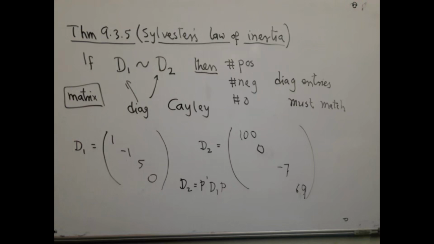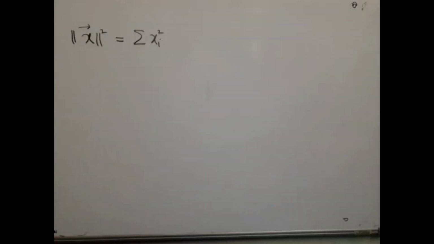Now the second comment that I want to make is this fact, this invariance of the number of positive entries, number of negative entries, that has an interesting interpretation. So I will give that interpretation first and go to the proof later. When we define the norm of an n-dimensional vector, we use this formula. So I am using just what is called the Euclidean norm.